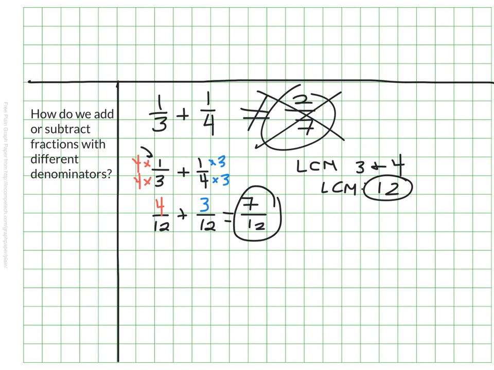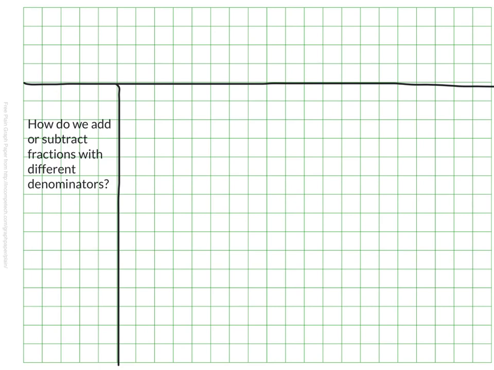I'm going to turn my page here just for a little bit more space. I still have my guiding question there over on the side. If you are still on the same page, there's no need to rewrite it, but do make sure you have it at least one time. And then let's go ahead and do an example here of 9/10 minus 2/3.